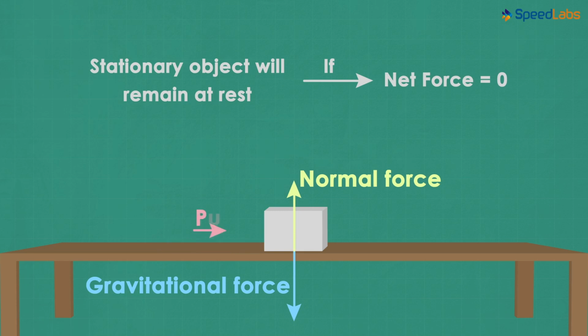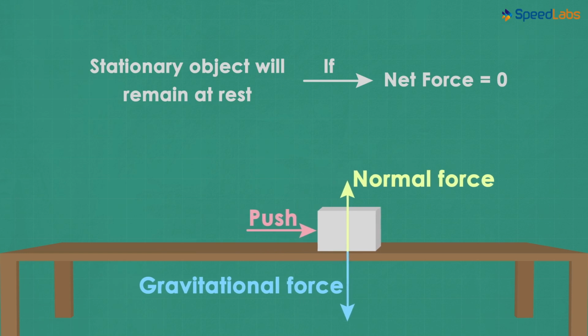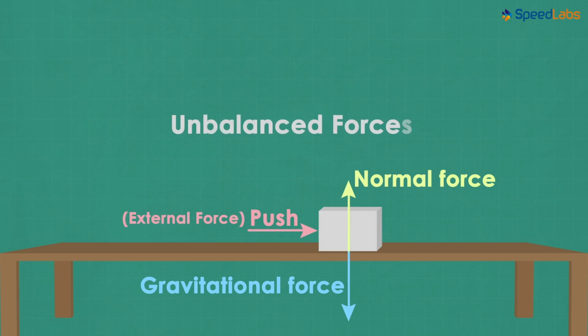Now if we push the object towards the right, what happens? The object moves towards the right, correct? Yes, that's because we applied a force towards the right and the forces were unbalanced. Did you notice how we draw the action of forces? Yes, we use arrows. And that should tell us an important thing about force.